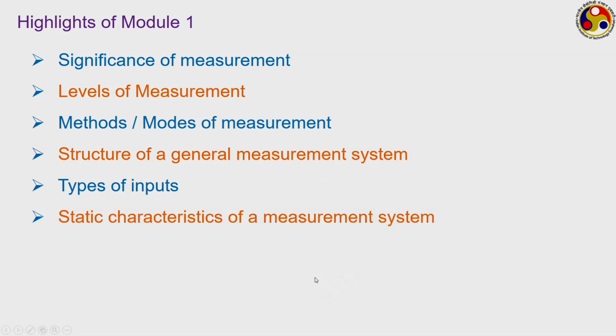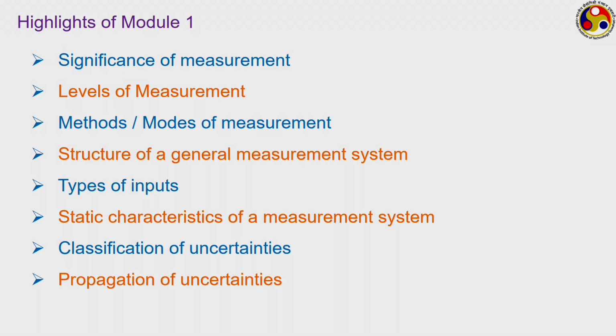We have talked about the static characteristics of a measurement system. There are several static characteristics we have been introduced to. The resolution and linearity are generally the most common ones, and something I forgot to mention, hysteresis is one property which is associated with a random error. So, that is another static characteristic which can lead to some error in the measurement. Dynamic characteristic is something that we shall be discussing next week as a part of module number 2.